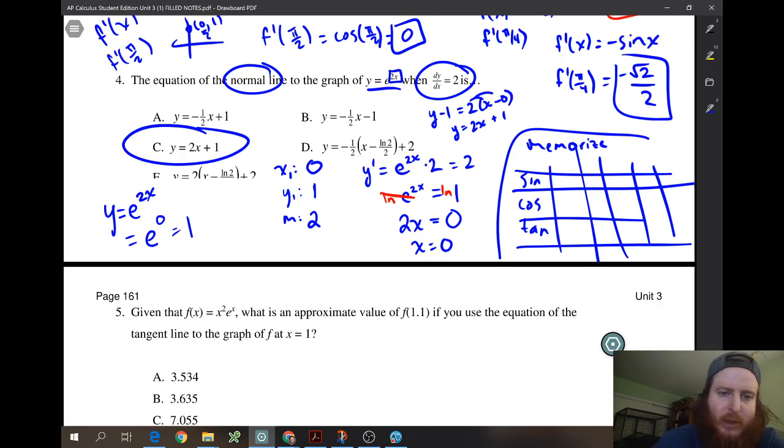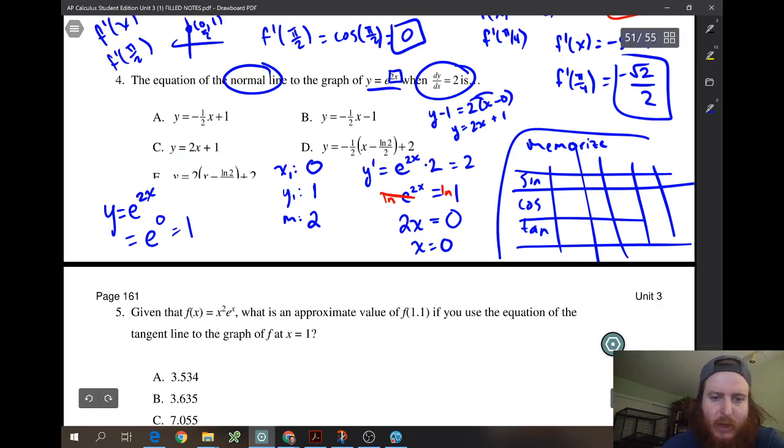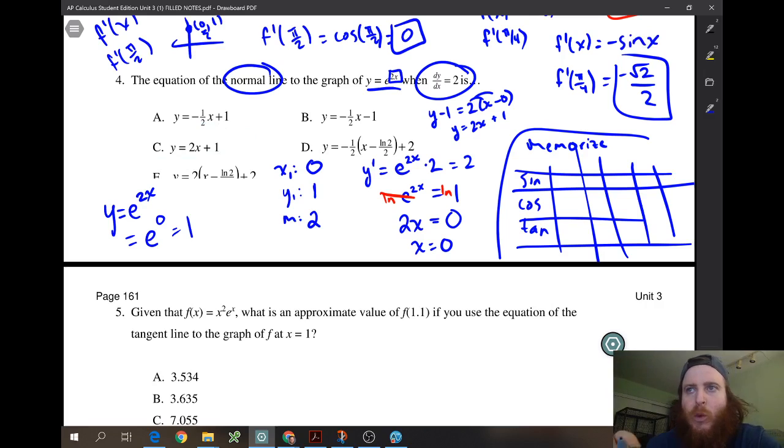Oh wait, not c. It's not c. Because, it's my fault. We wanted the normal line, right? So I totally messed this up. We wanted to have the normal line. So I think I actually messed this up kind of from the get-go. But it's actually an easy fix.